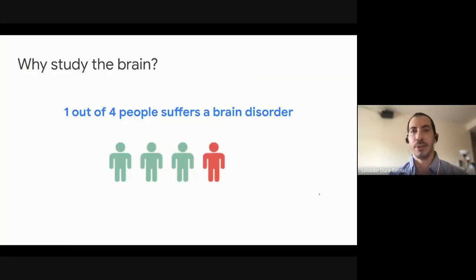For many of us here, I'm sure one of the motivations to study the brain is the fact that, according to the CDC, around 1 out of 4 people suffer some kind of brain disorder, from schizophrenia, Parkinson's disease, epilepsy, Alzheimer's, to some kind of motor paralysis. So the hope is that by studying the brain, we will be able to understand these disorders better, as well as potentially develop some treatments.